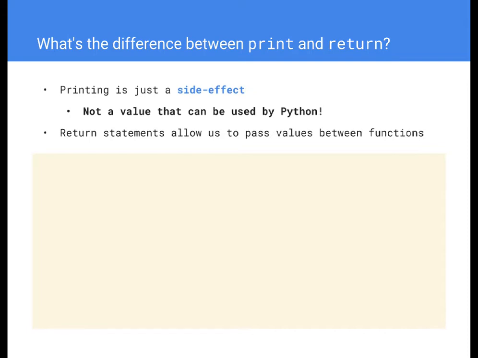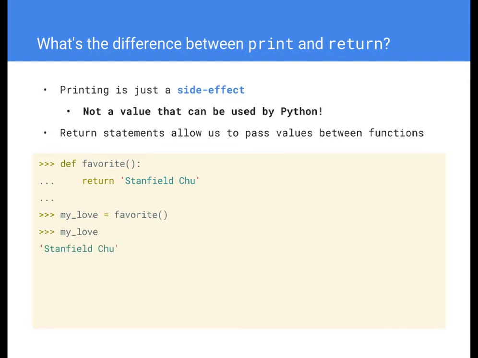For example, last lecture we defined a function that actually squares numbers, right? I could say square of -2 gives me 4. The way I can receive that information back from square is using the return statement. So I can, for example, define a function favorite which will return my favorite person. His name is Stanfield Chu. My love, of course, is my favorite. So if I ask for what my love is, I should see Stanfield Chu. Now, I can combine the string I love and my love to give me I love Stanfield Chu.